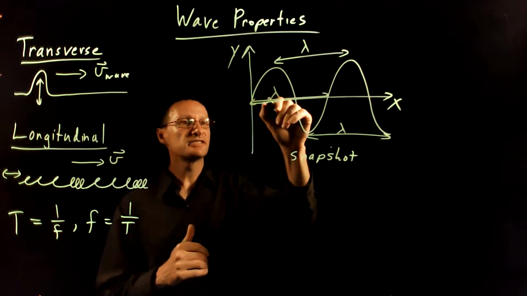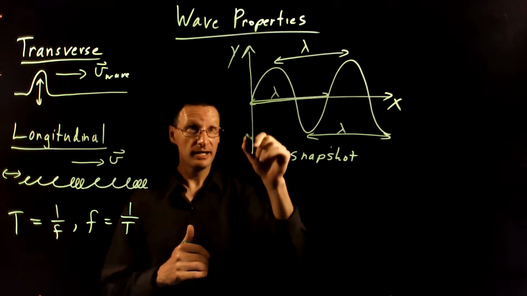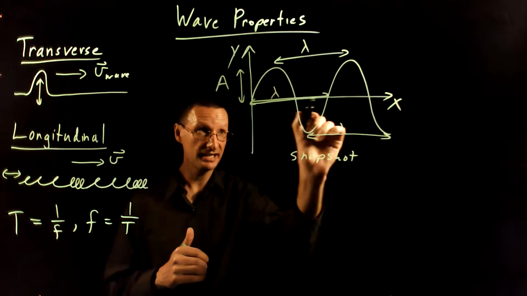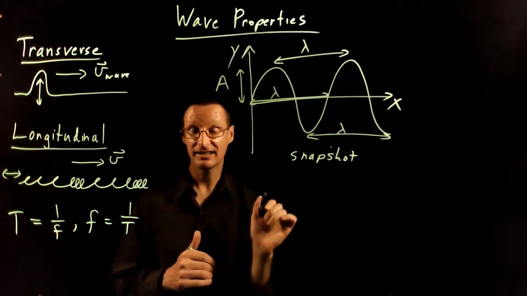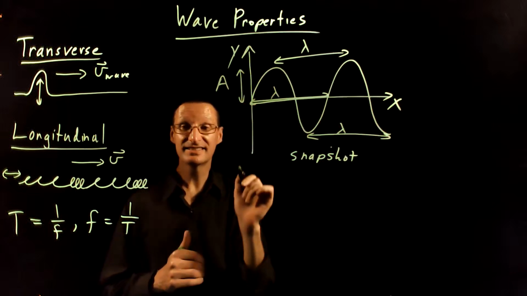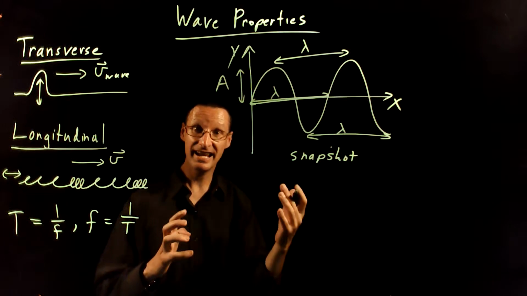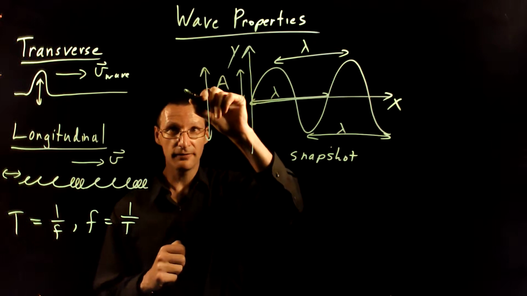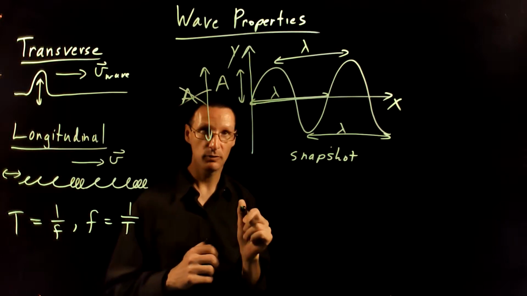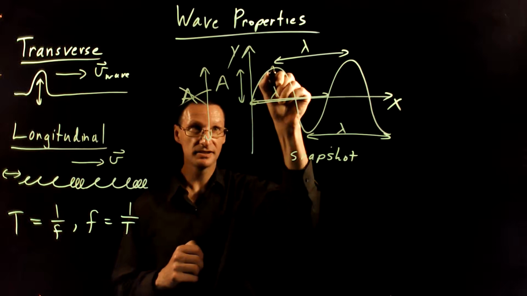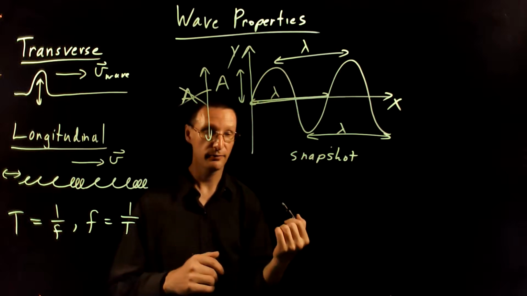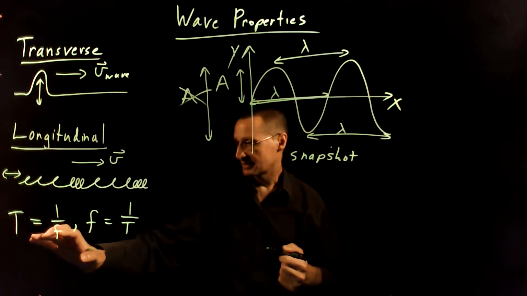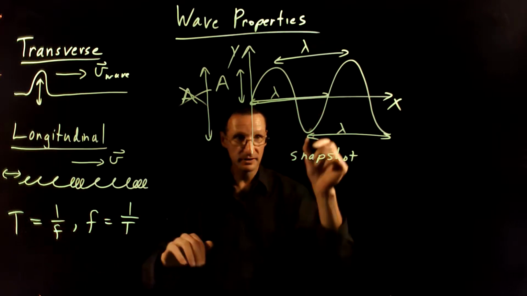Another thing you probably noticed is that there's a height of this wave, and that height is the distance from its equilibrium position. So I need to take that from the flat line, the axis here. That distance is called the amplitude, and we use the capital letter A to denote that. Please note that the amplitude is not the peak to trough distance. It has to go from the equilibrium position to the peak or the trough, for example. Unfortunately, you cannot see the period or the frequency on this graph.